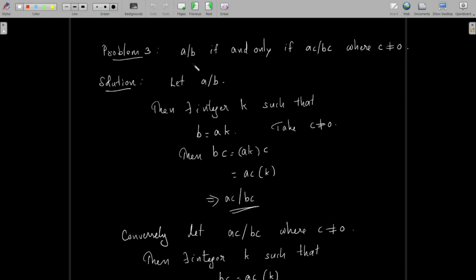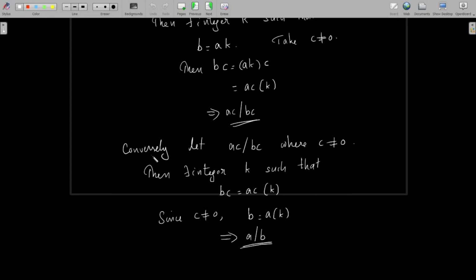Problem 3. A divides B if and only if AC divides BC, where C is not equal to 0. Solution. First, assume that A divides B. Then there exists an integer K such that B equals A into K. Take C not equal to 0. Then BC equals AK into C, which is equal to AC into K. So we have BC equal to AC into an integer. Therefore, AC divides BC. Now let us prove the converse part.